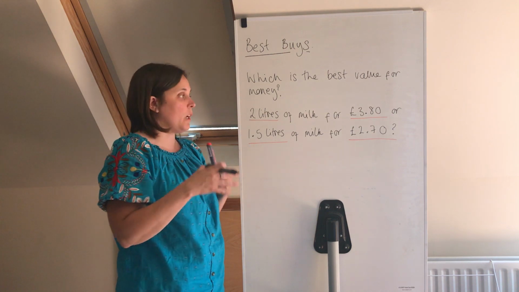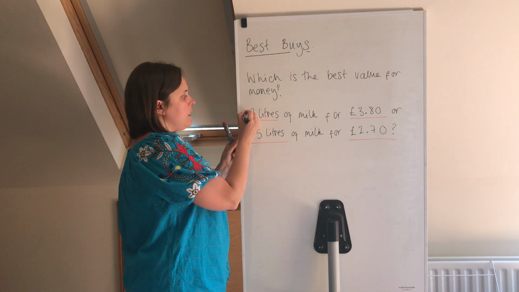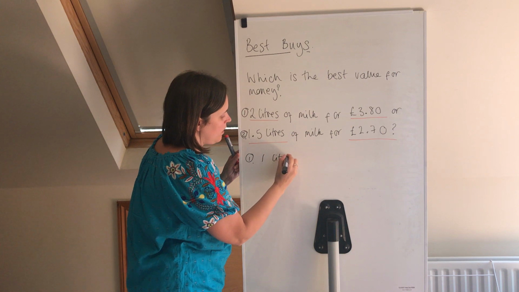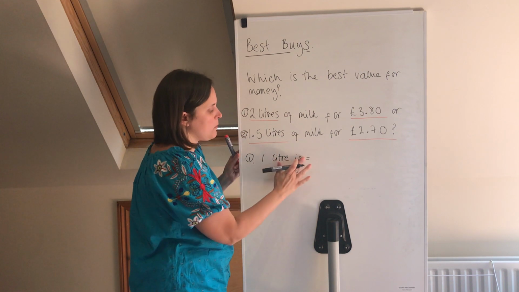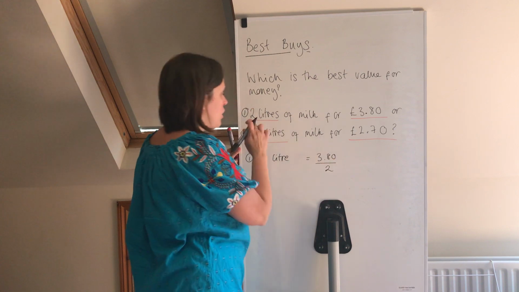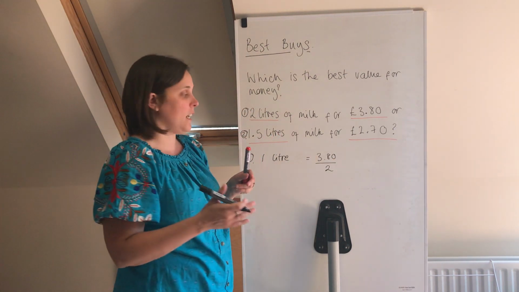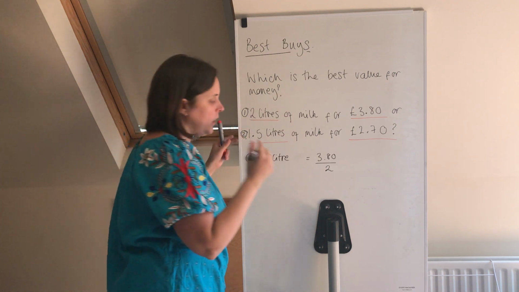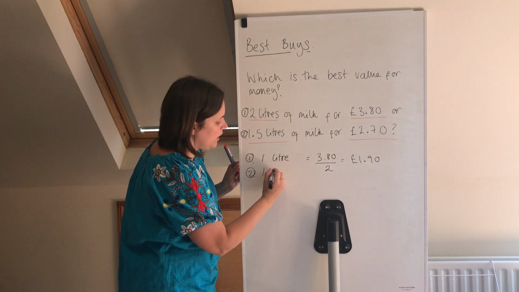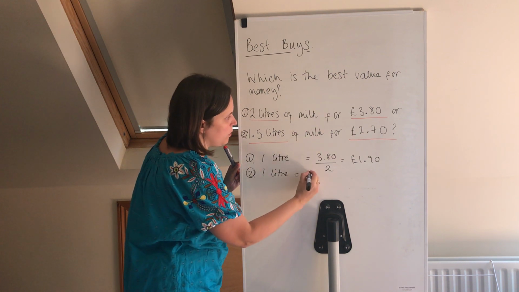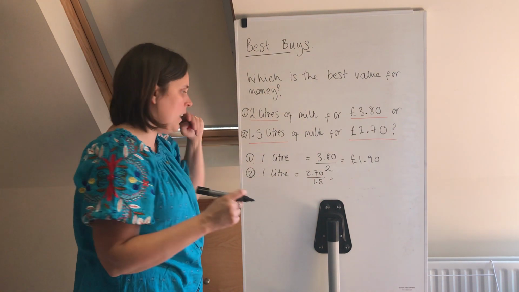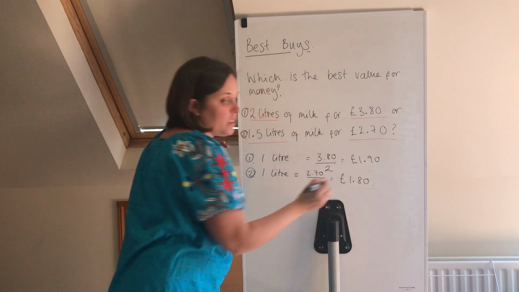Again, I would recommend that we go with the unit value here. Let's call these number 1 and number 2. For number 1, 1 litre equals, we do the £3.80 divided by 2, because if 2 litres is £3.80, what's 1 litre? In this case, 1 litre is £1.90. For scenario 2, same principle, so it's £2.70 divided by, this time, 1.5 because we have 1.5 litres. If we do that, we get £1.80.